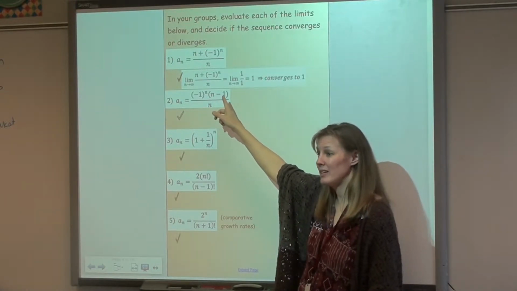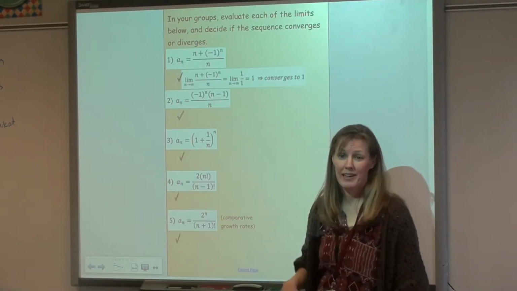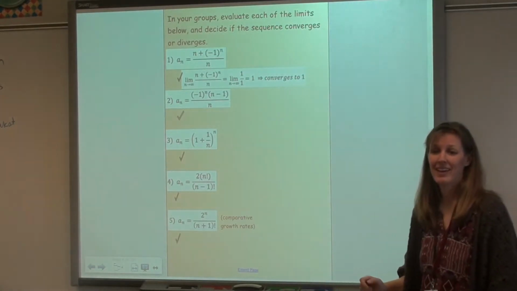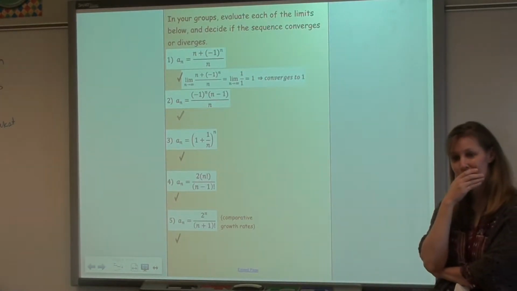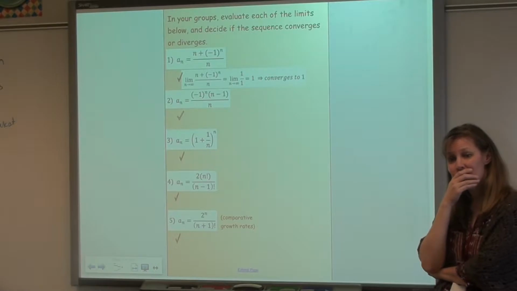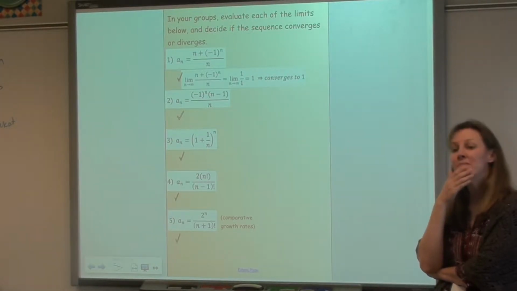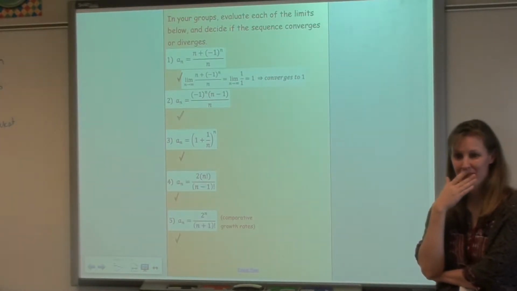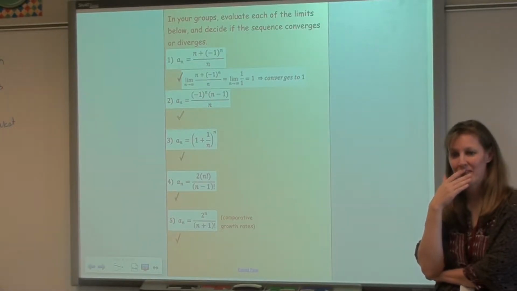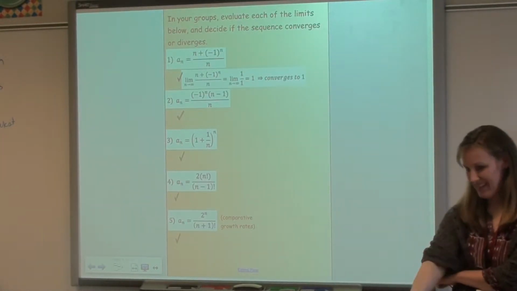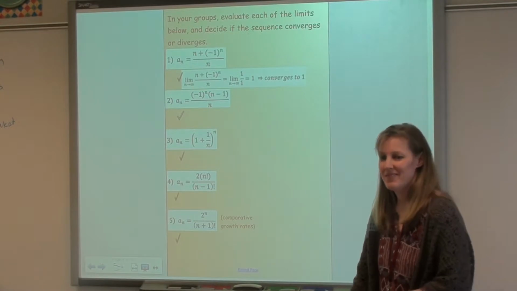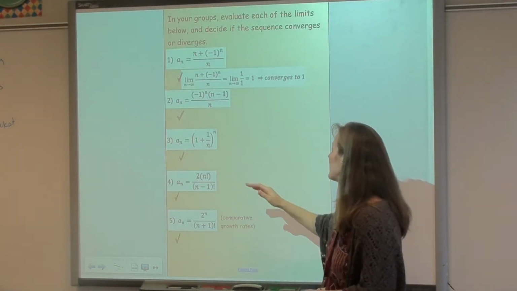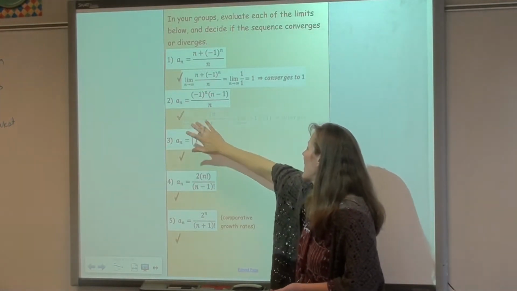Okay, I'm seeing some head nods. Who would like to speak? Yes, Bethany. Because when n is an odd number, it'll be negative 1, and when n is an even number, it will be positive 1. It's going to oscillate between positive and negative forever, therefore the limit does not exist and it diverges. That was a beautiful use of the word oscillation too. So, yes, she's absolutely right.